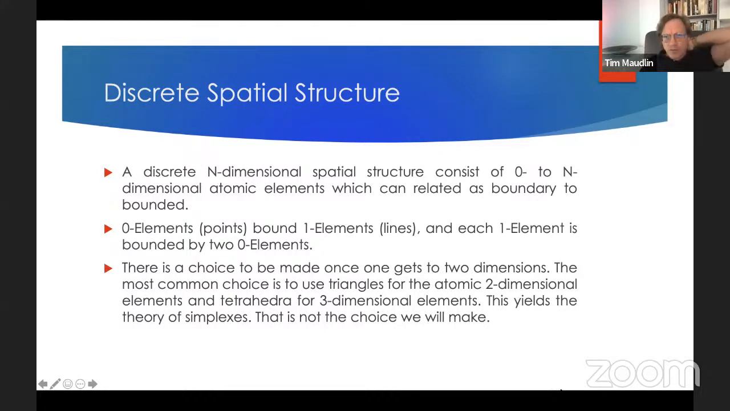Essentially you're asking, what's the shape of an atomic surface? Now there's a standard choice here made, which is to make them triangles, right? Because that's the simplest 2-dimensional polygon. And then when you go up to 3 dimensions, you make the 3-dimensional things tetrahedra, because those are the simplest polyhedra. That particular choice of a path leads you to the theory of simplexes, which is probably pretty well known. My guess is many people have heard about simplexes one way or another.